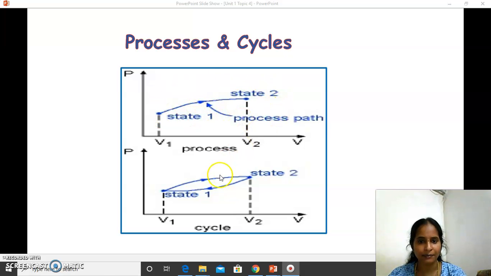This is a process, but here 1 to 2, 2 to 1, again it is returning to its initial or original condition, then it is called a cycle. Okay, this is a process, this is a cycle.